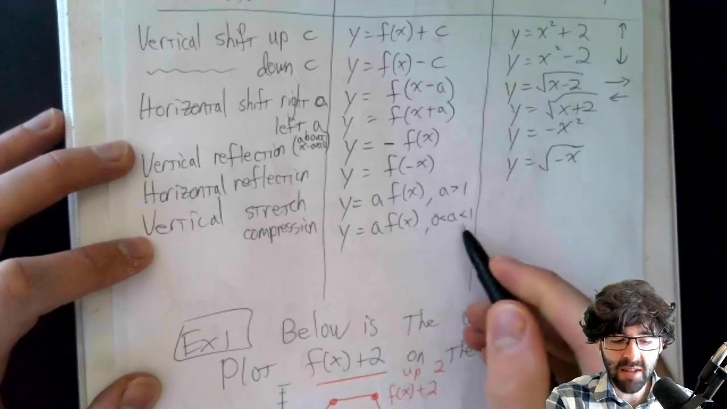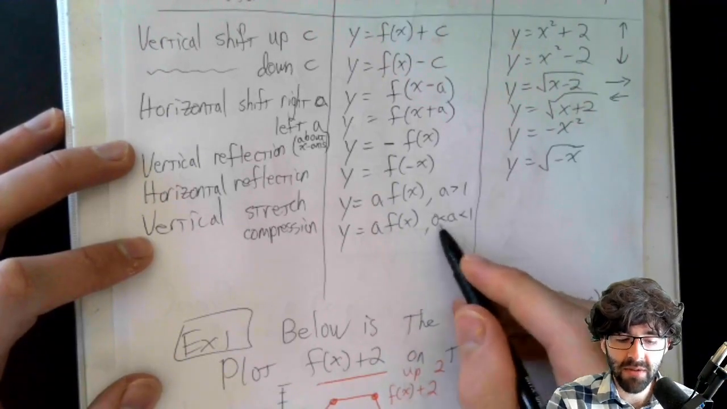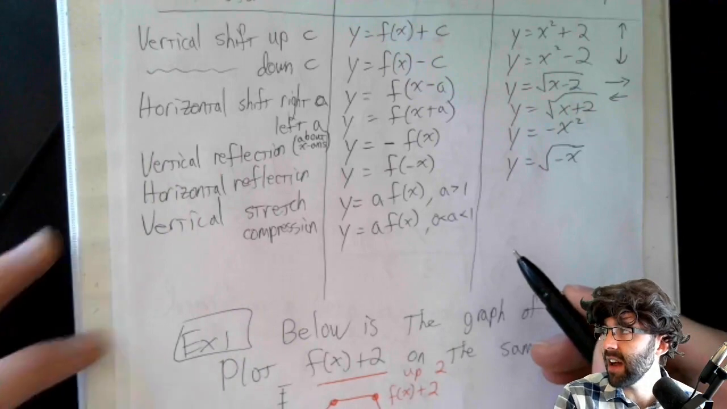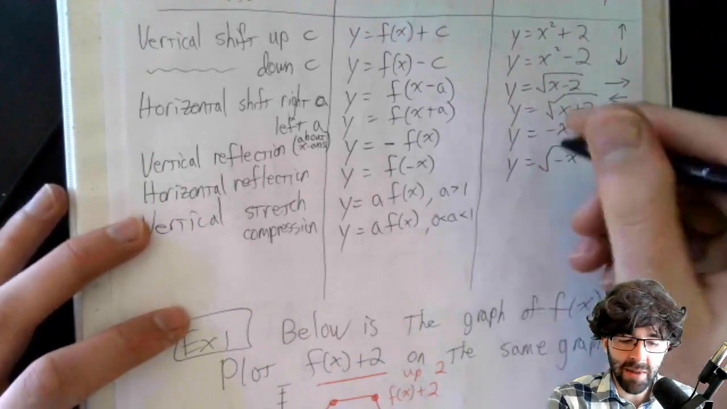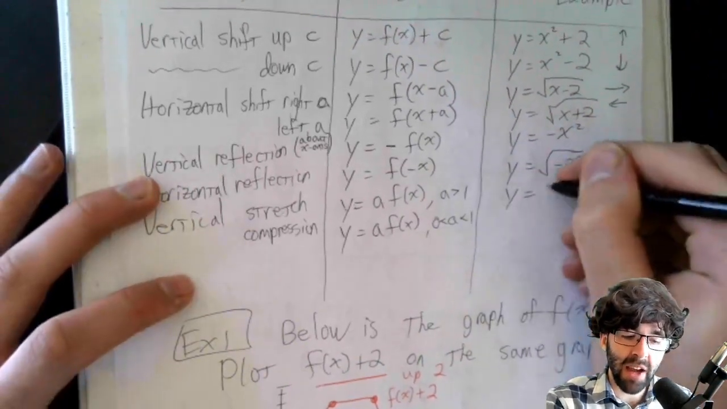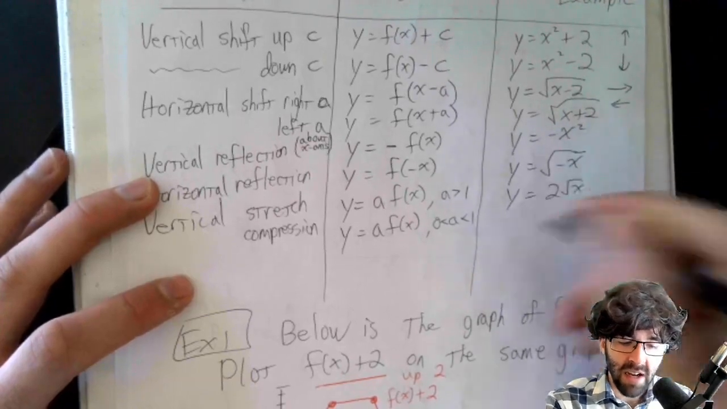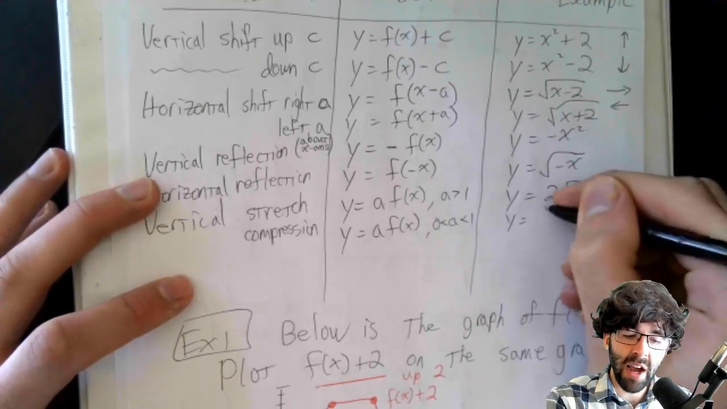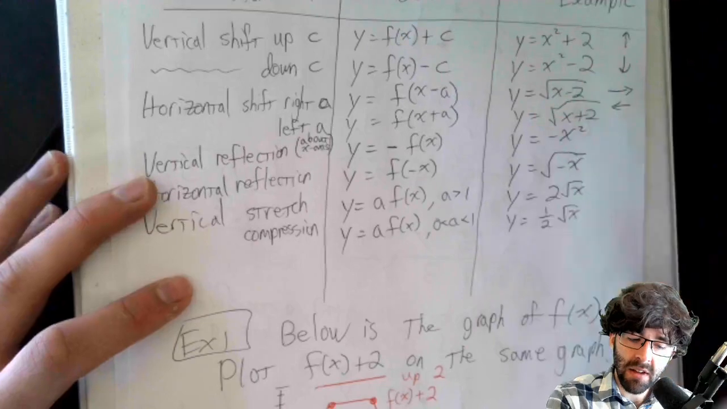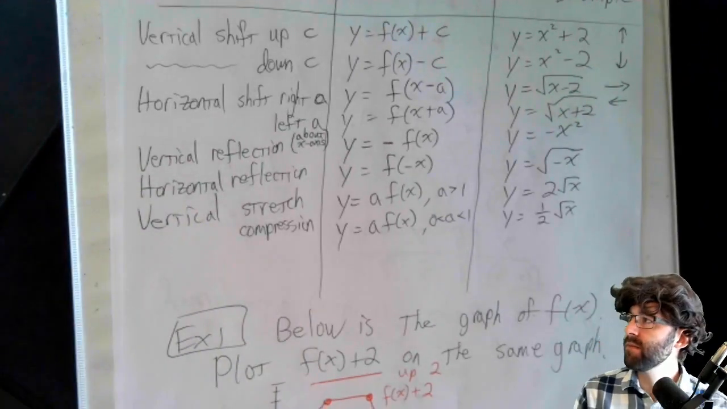I'm going to say a is less than 1, but it's still bigger than 0. Otherwise, it's not technically correct. So some examples, right? Vertical stretch was like y equals 2 square root of x. An example of vertical compression was like y equals 1/2 square root of x, all right?